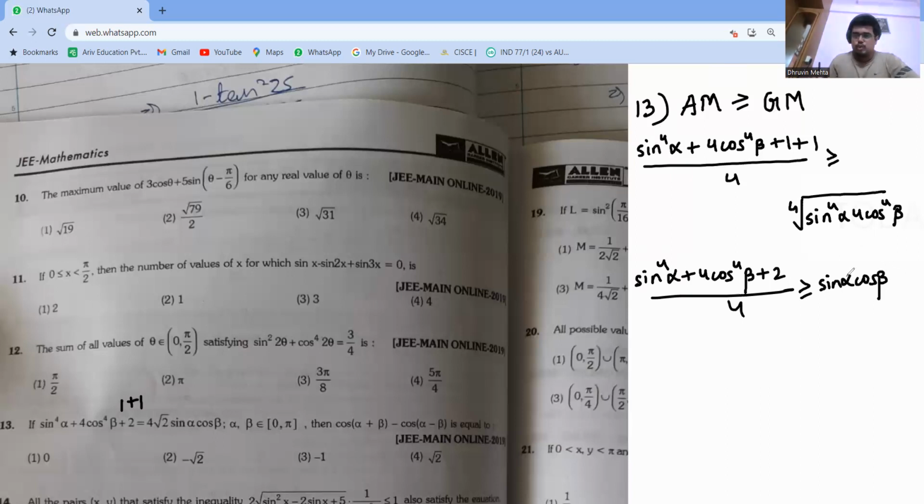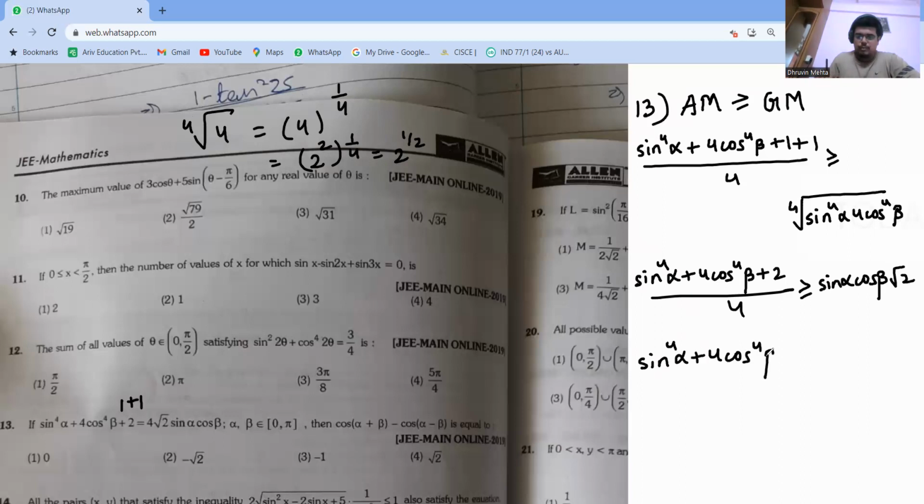Now the fourth root of 4, let me do a little rough work here. See, the fourth root of 4 is like 4 raised to 1 by 4. Now 4 itself is 2 squared. So what will we get? 2 raised to half, which is root 2. So I can write root 2 over here. Now we are getting sine raised to 4 alpha plus 4 cos raised to 4 beta plus 2 is greater than or equal to 4 root 2 sine alpha cos beta. Check this, guys.